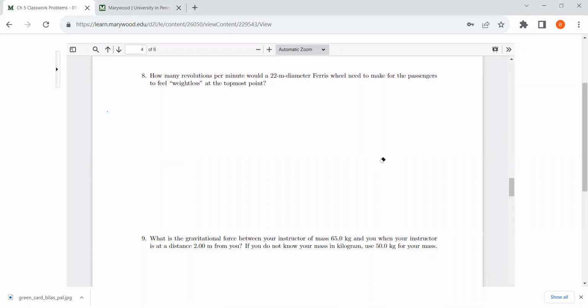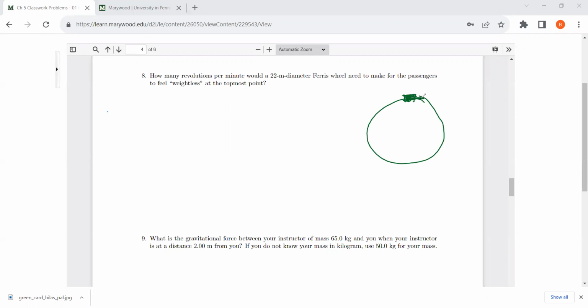The next one. How many revolutions per minute would a 22 meter diameter Ferris wheel need to make for the passenger to feel weightless at the topmost point? Okay, so let's say this is the Ferris wheel, and this is the topmost point. The chair is here for the passenger.